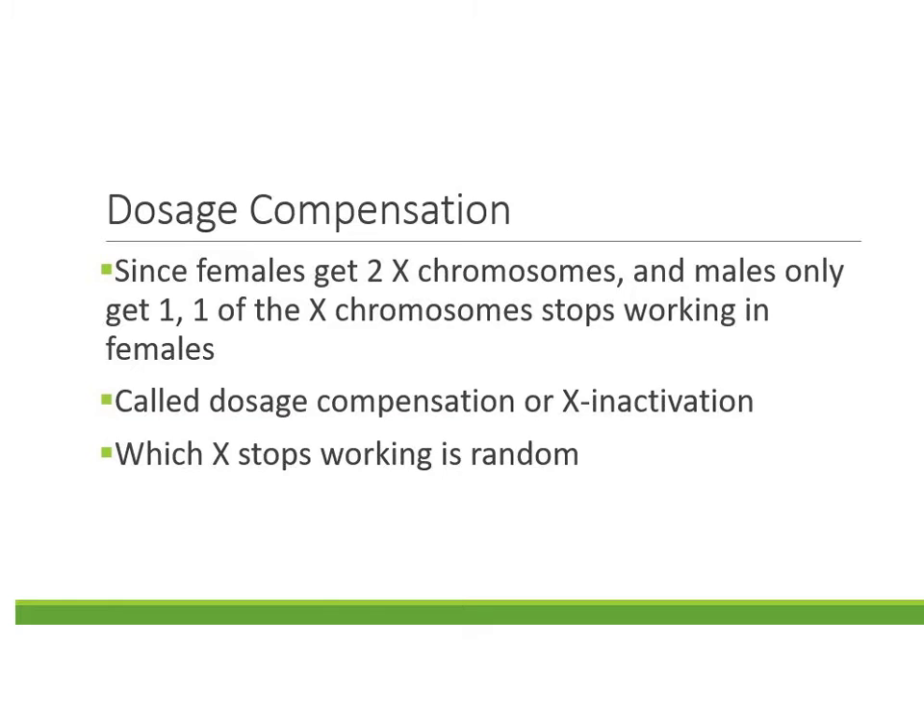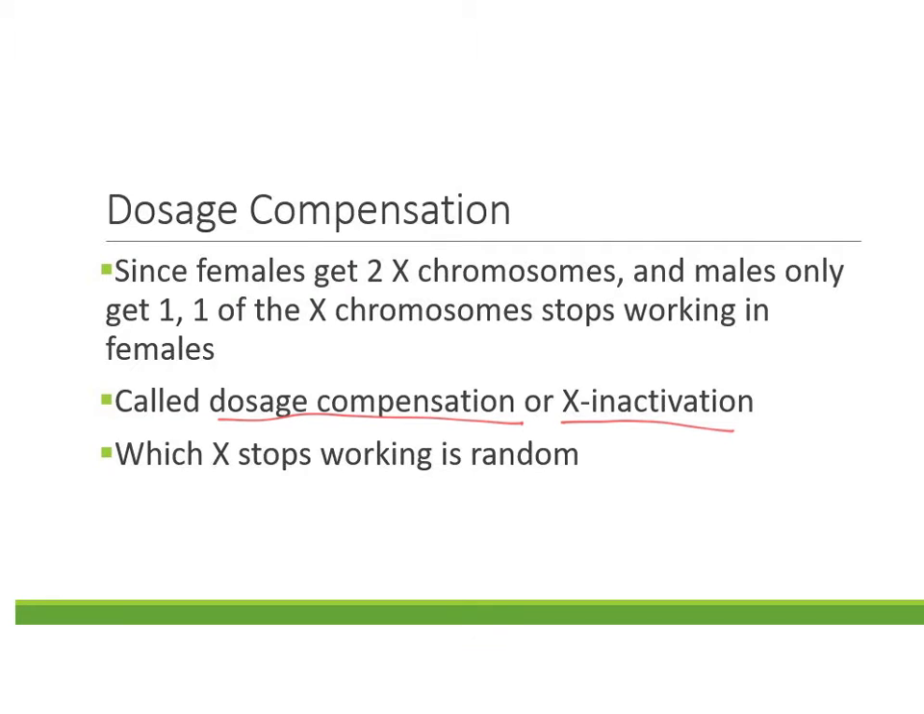All right, since females have 2 X chromosomes and males only get 1 X chromosome, you only really need 1 of your X chromosomes to get those genes. So in females, 1 of the X chromosomes stops working. We call that dosage compensation. So make sure you know that word. You might also hear it as X inactivation, which is exactly how it sounds. 1 of your X chromosomes, those genes are inactivated. And whichever X stops working, it's completely random.